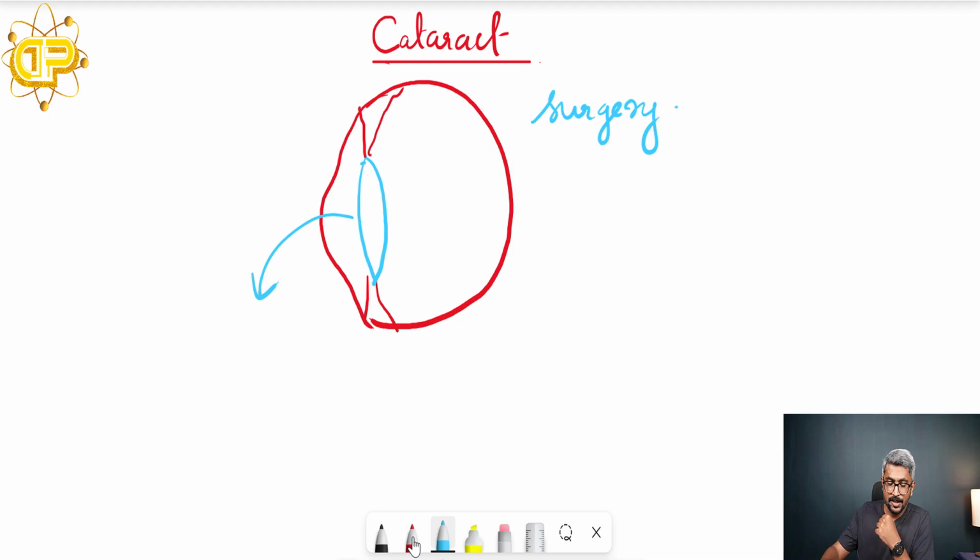So that's all about these three defects of the human eye. Today what we have studied is presbyopia, astigmatism as well as cataract. I hope you got the points about the remaining defects of the eyes and their corrections. Make sure you study it clearly.